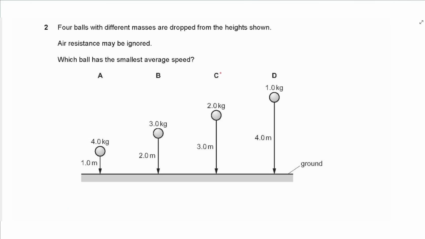So the smallest average speed for constant acceleration would happen when there is a smallest final velocity, because the average velocity can be calculated as final plus initial over 2, the average of initial and final, and the initial was 0. So the smallest average would be having the smallest final velocity, which means there was not enough time to accelerate. So falling the smallest distance will give us the smallest final velocity and smallest average velocity. So the answer here is A.